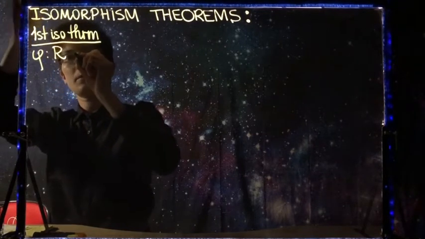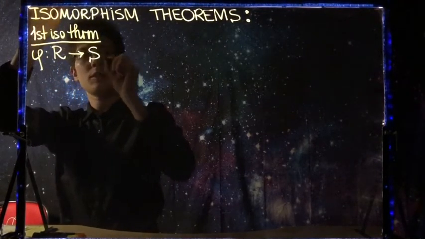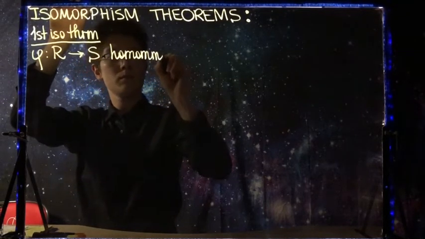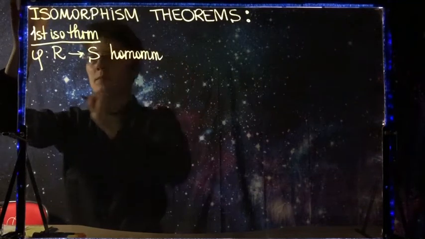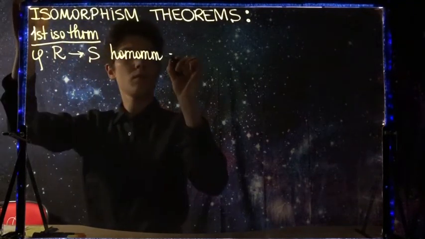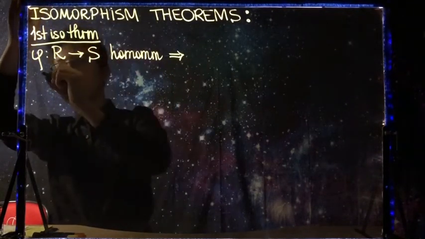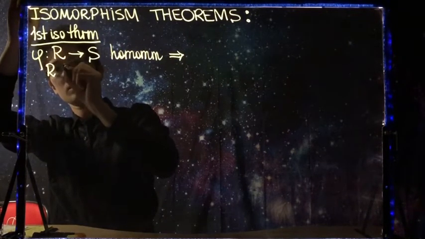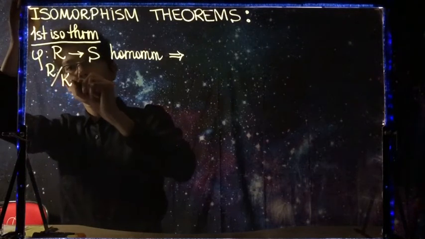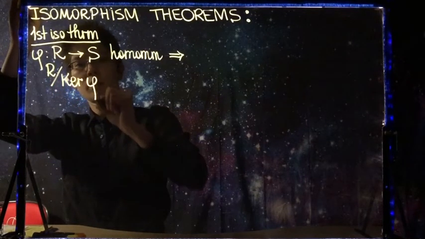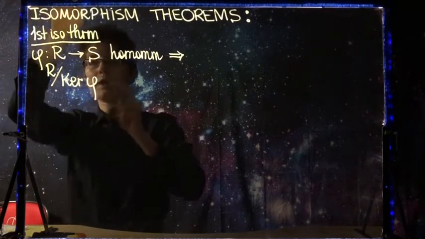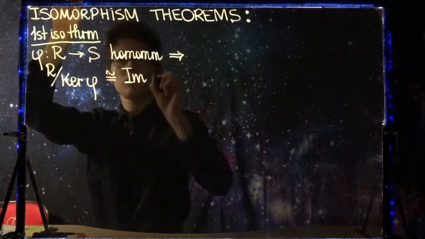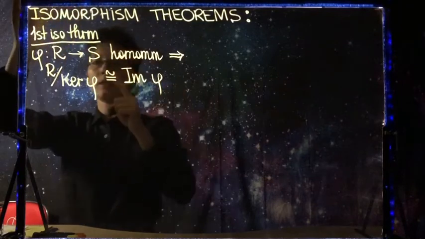Let's say that phi from R to S is a ring homomorphism. Then the first isomorphism theorem says that the quotient of R by the ideal, which is the kernel of phi, is isomorphic to the image of phi inside S.